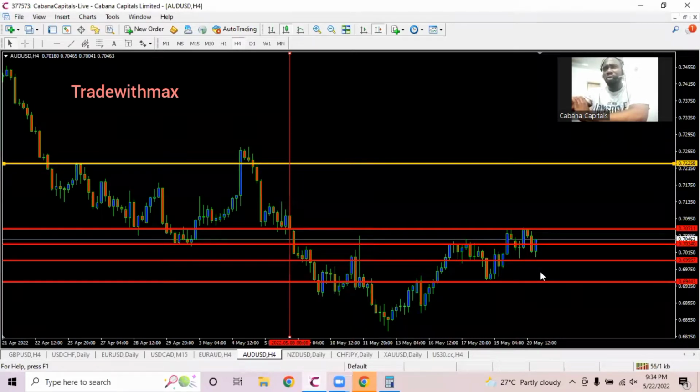Australian dollar USD. And I think Australian dollar USD is negatively correlated with Euro Aussie. So if I'm considering buying on Australian dollar USD, I will be looking for opportunity to sell Euro Aussie.